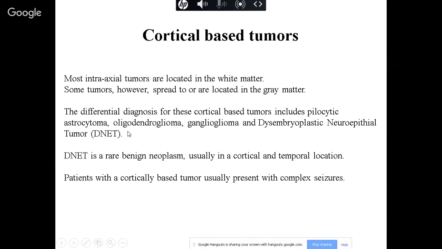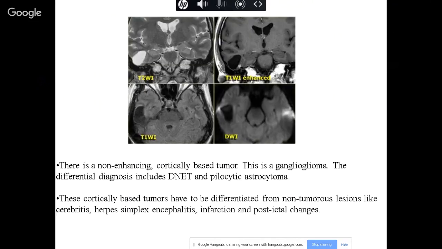I remember a couple of weeks ago, last month, we had a case of DNET, and why we jump to DNET is because it's cortical-based. And the cortical-based tumor usually presents with seizure, and very frequently in the temporal or frontal location. So that's this. You see here, T2 weighted cystic lesion. They're not much enhanced there, and that's the lesion there.